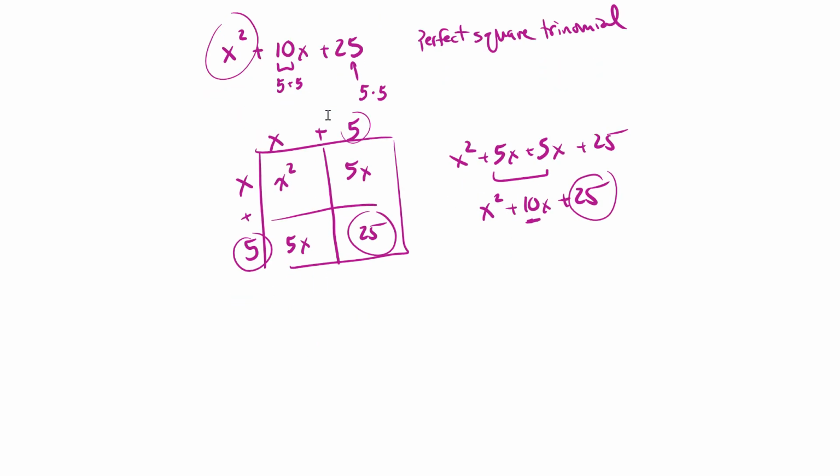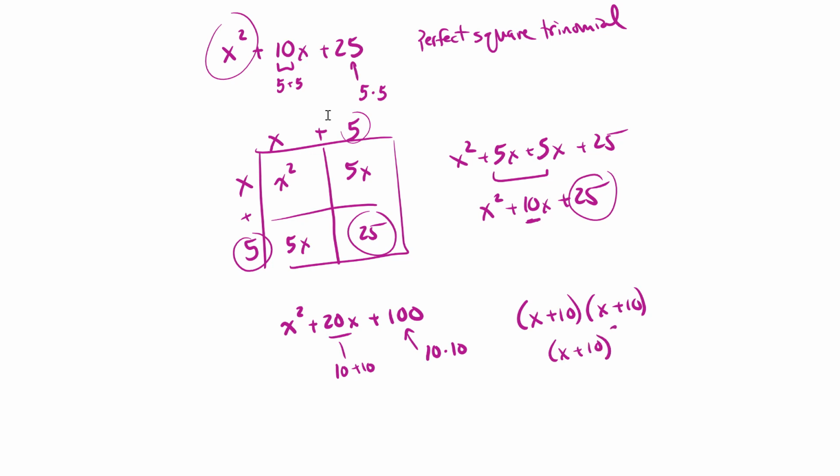So looking at a couple more examples of where you're going to see that. Let's say x squared plus 20x plus 100. 100 is a perfect square. It's 10 times 10. The middle term here, 20, is 10 plus 10. So when we factor this, it's going to be x plus 10 times x plus 10, or we can write that as x plus 10 squared. Feel free to verify that. Draw out your chart. Make sure that when you multiply x plus 10 times x plus 10, you get back to x squared plus 20x plus 100.